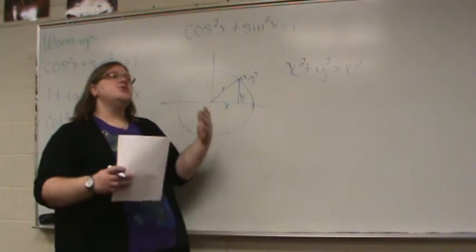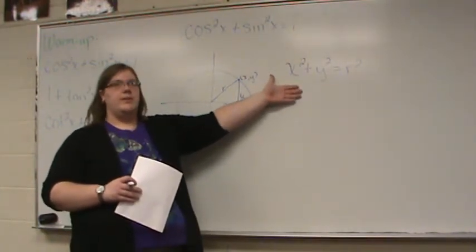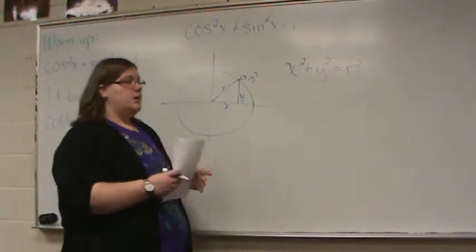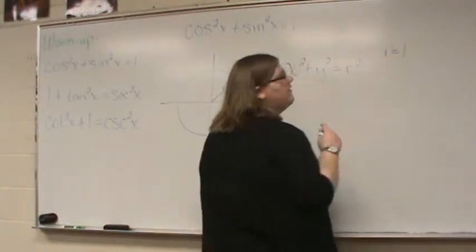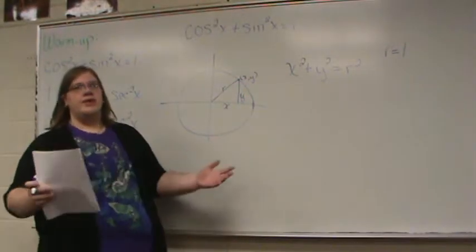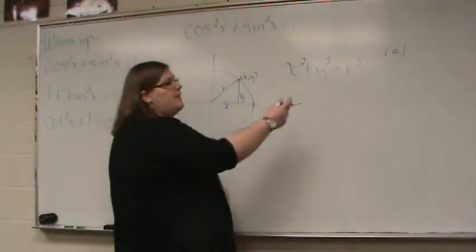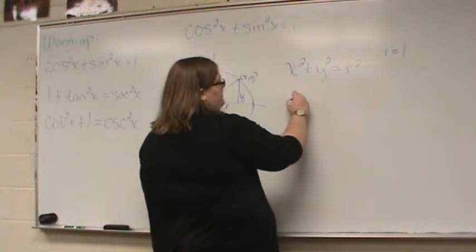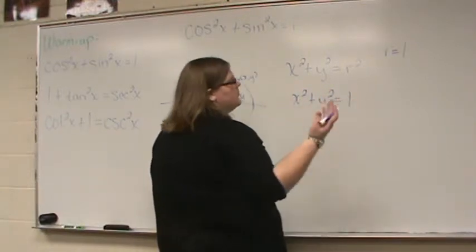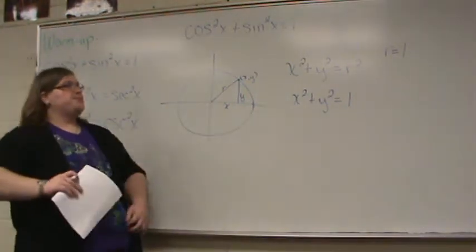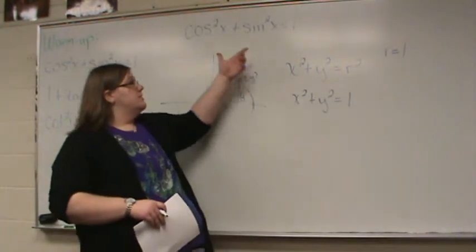So what do we know about the unit circle that pertains to our Pythagorean theorem that we came up with? Your radius is 1. So our R value is 1. With the unit circle, you always have a radius of 1. So that means that our R squared value here equals 1, because 1 squared is 1. So now we want to transform this into this.